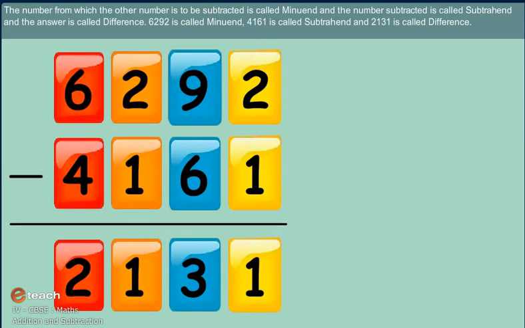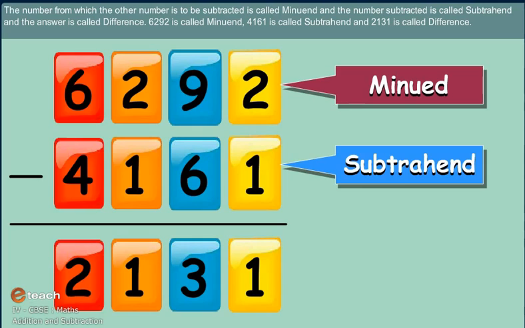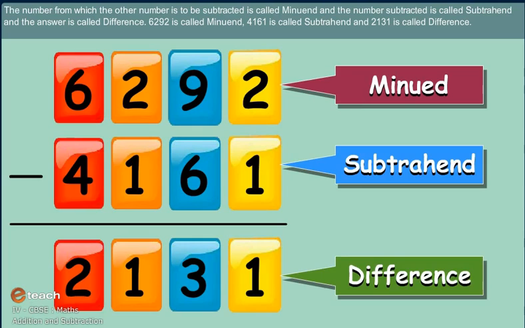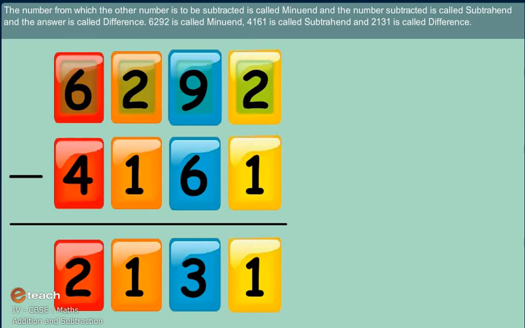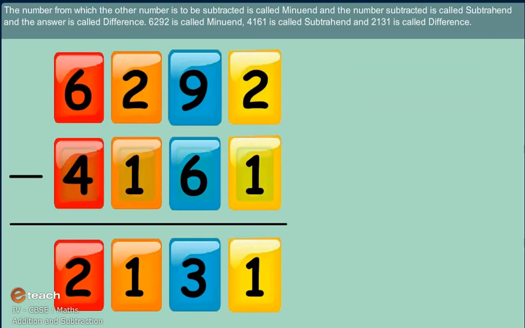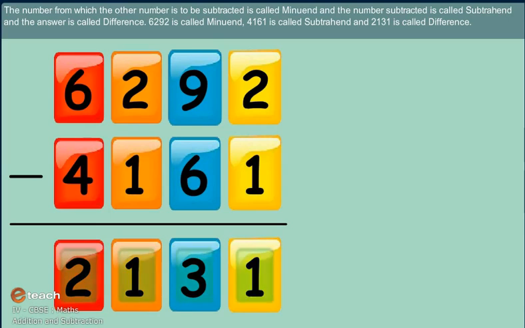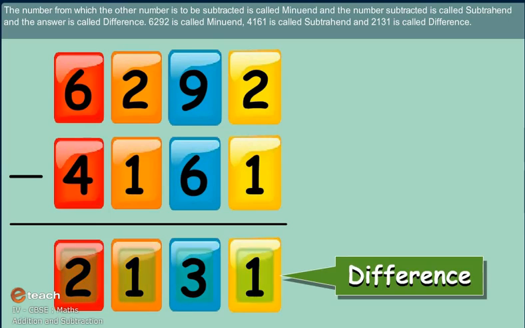The number from which the other number is to be subtracted is called the minuend, and the number subtracted is called the subtrahend, and the answer is called the difference. 6292 is the minuend. 4161 is the subtrahend, and 2131 is the difference.